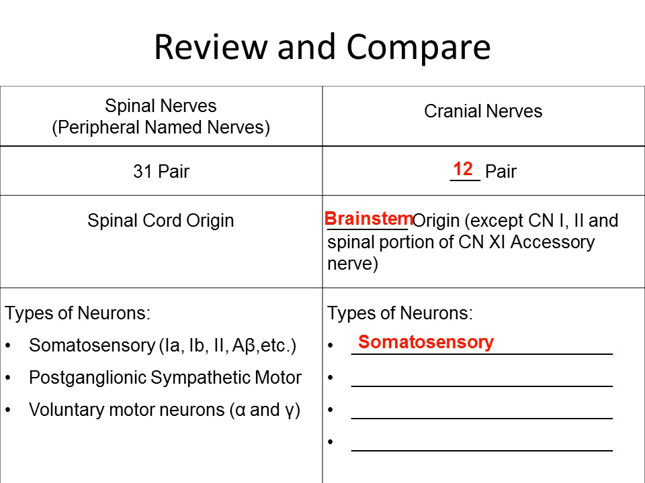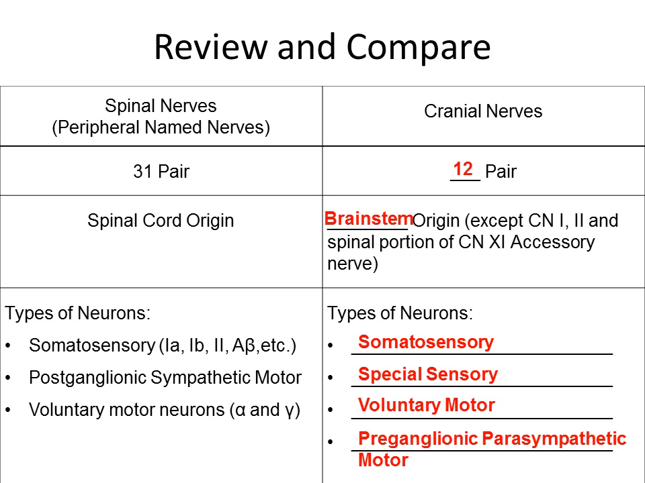Cranial nerves may contain somatosensory neurons, as our spinal nerves do. Cranial nerves may contain special sensory neurons. This is unique in that only the cranial nerves will have special sensory neurons. Cranial nerves may contain voluntary motor neurons, as do most of our spinal nerves. And again, unique to the cranial nerves, we have preganglionic parasympathetic motor neurons in some of the cranial nerves. So we have 4 different types of neurons that might be found in any given cranial nerve.